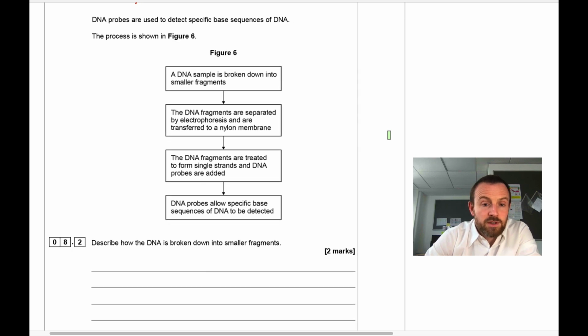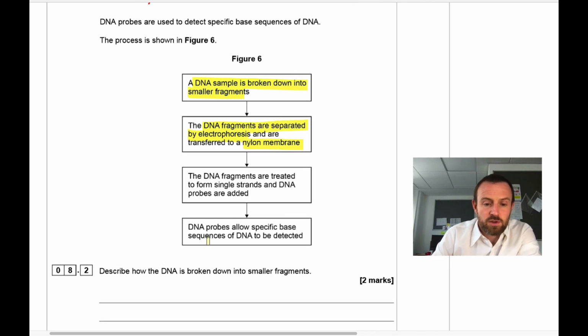Okay, DNA probes are used to detect specific bases of DNA. And here's the process. A DNA sample is broken down into smaller fragments. Fragments are separated via electrophoresis and transferred onto a nylon membrane. The DNA fragments are treated to form single strands, and then the DNA probes are added. And these probes allow specific base sequences of DNA to be detected.